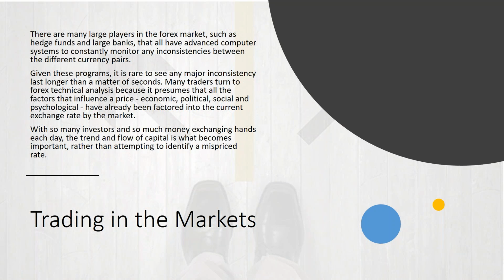And it makes it less complex, because there are many large players in the Forex market, such as hedge funds and large banks, and they all have the most advanced computer systems to constantly monitor any inconsistencies between the price of currency pairs, between oil, where gold is moving. They're doing all the technical analysis faster than we could ever do it, and they're investing huge amounts of dollars. And they're not as concerned with stop losses because they can float until the currency or the asset does what they need. But given these programs, it's rare to see any major inconsistency last longer than a few seconds.